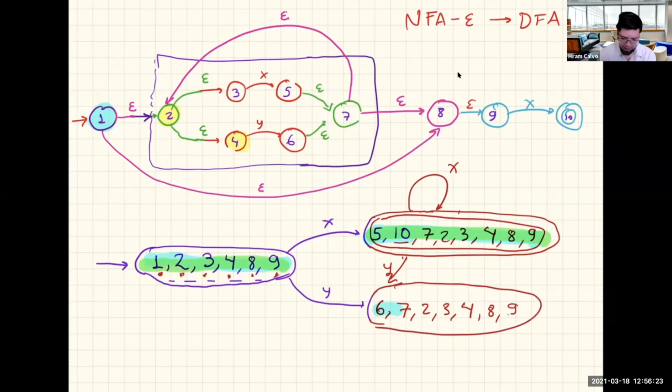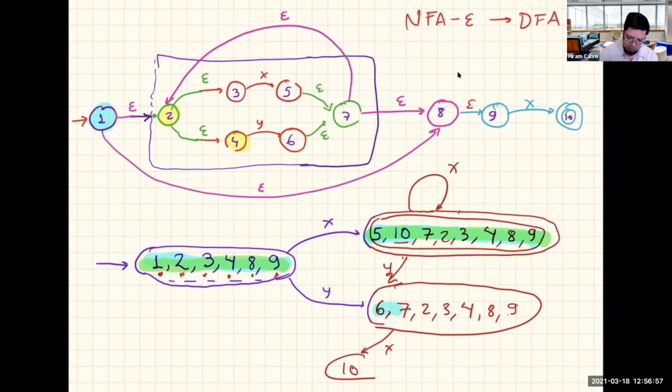But now we need to check for X and Y. So let's check. 6 and X, nothing, 6 and X, nothing, 2 and X, nothing, 3 and X, nothing, 4 and X, nothing, 8 and X, nothing, and 9 and X, 10. Like that. And it seems that's it for X.